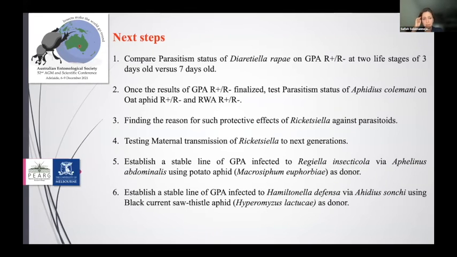We are also interested in finding the reason for such protective effects of Rickettsia against parasitoids. Also, we want to test if there is any maternal transmission of Rickettsia to the next generation. And we would like to establish a stable line of green peach aphid infected with Regiella insecticola via Aphelinus abdominalis using potato aphid as donor, and also establish a stable line of green peach aphid infected with Hamiltonella defensa with Aphidius sanchi using blackcurrant-lettuce aphid as donor.